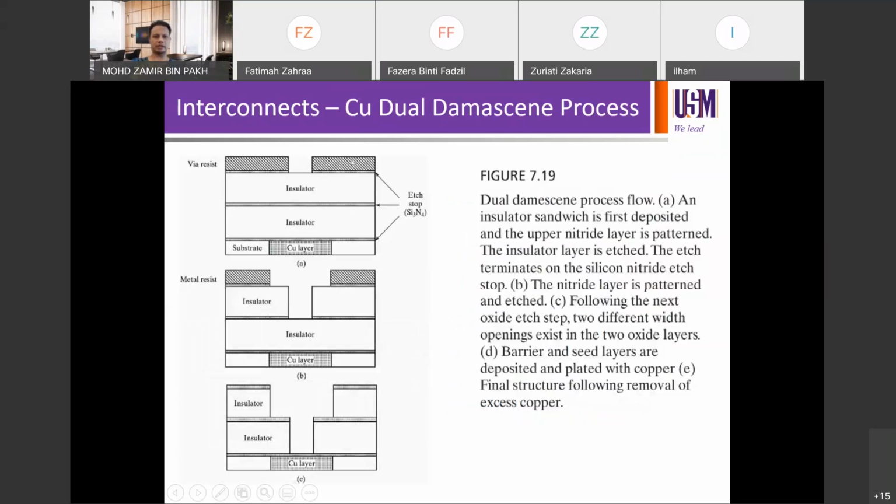Interconnection for copper, the dual Damascene process. You can also do dual Damascene process instead of a single Damascene. Okay, dual Damascene process flow. This is how it looks. So you have substrate here, copper layer. You have insulator. Then you have nitride as your etch stop, another insulator. Then you have to have the resist on, and then you pattern the metal. You have the resist on there, and then you do the deposition of the layer on the insulator there.